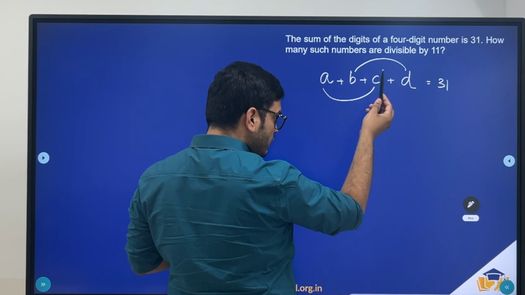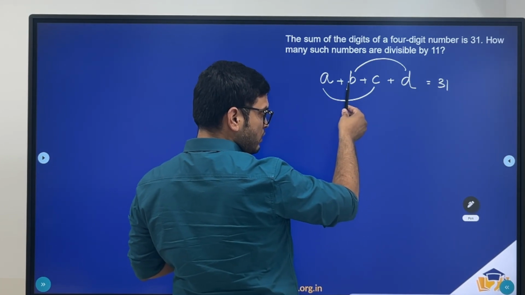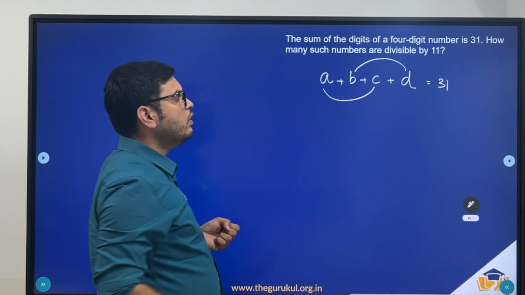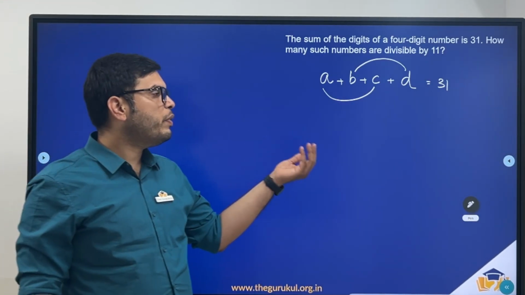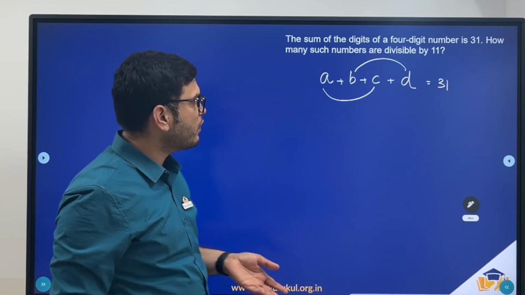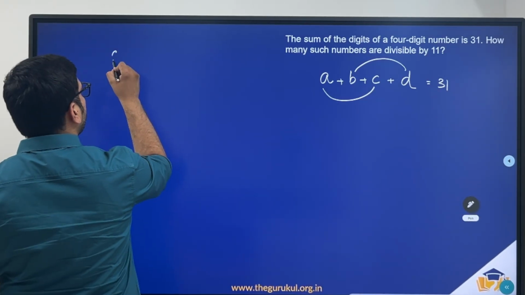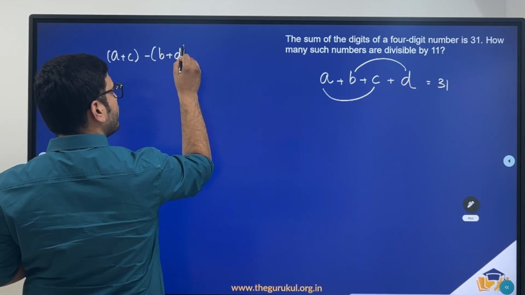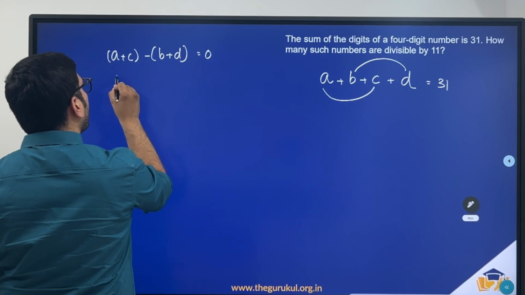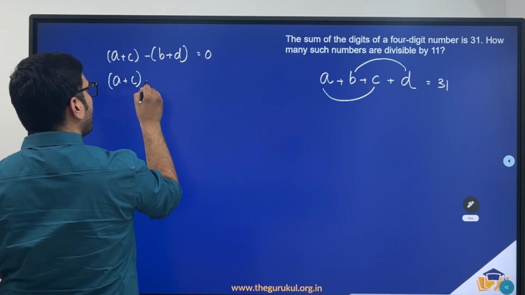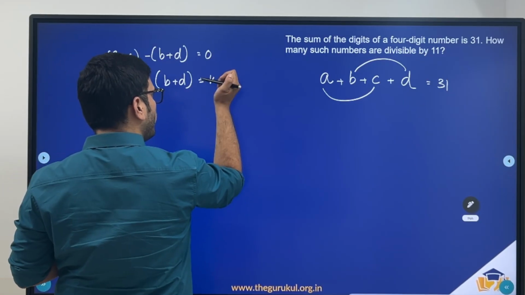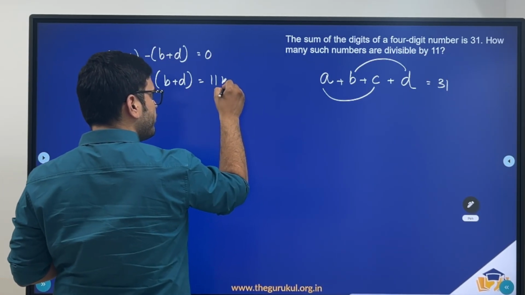So the sum of the digits in units place plus hundreds place, right, minus the sum of the digits in tens place and thousands place, right? That should be either 0 or a multiple of 11, right? So I can write this as (A + C) - (B + D) should be equal to 0, or (A + C) - (B + D) should be a multiple of 11. So let me write that as 11k.